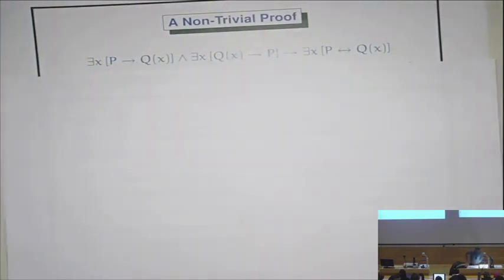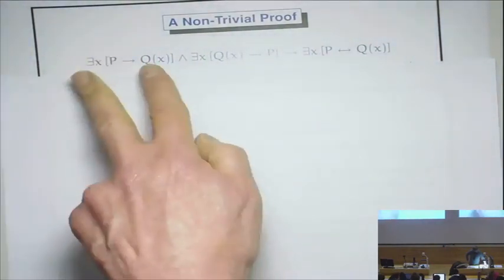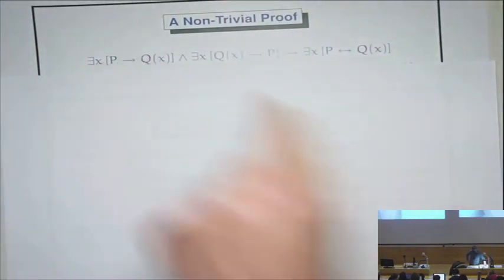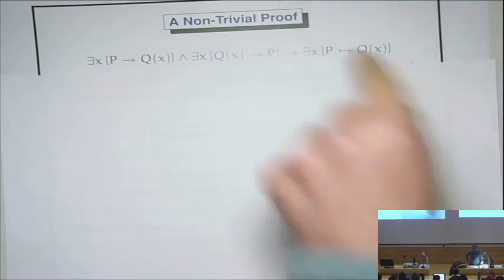Here's another one. This one at least is a little more intuitive. What have we got here? We are claiming if that exists and that exists, then that exists, where, for some x, p implies Q of x. For some x, Q of x implies p. Then we are claiming that for some x, I see you have the if and only if.